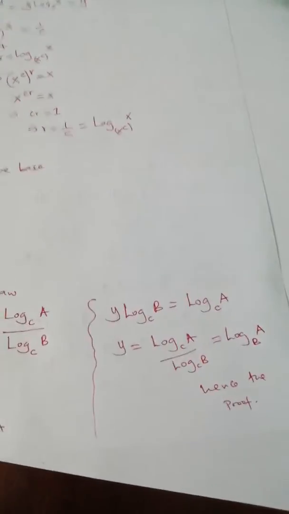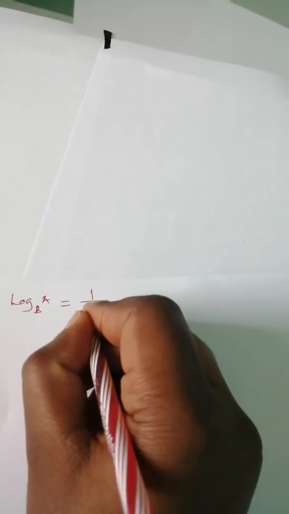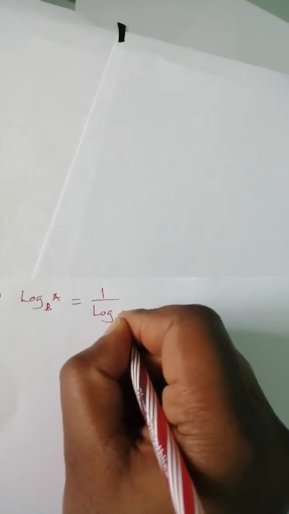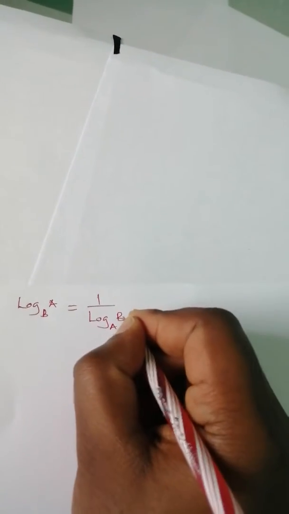There is another method that you use to change the base, and it's very simple. It is that log a to base b is equal to 1 over log b to base a. So we can always prove this.